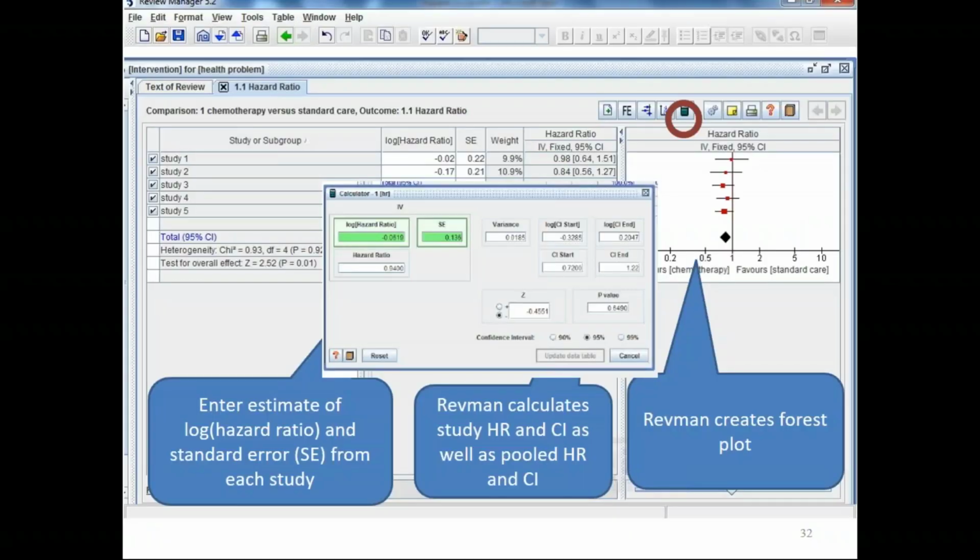Just a note as well, if you are using RevMan, there is a facility in the generic inverse variance approach where you can click on the little calculator, and that will allow you to calculate log hazard ratio and standard error directly. So you just have to input the hazard ratio and the 95% confidence interval into those boxes, and it will do all that calculation for you. So that's quite handy to remember.